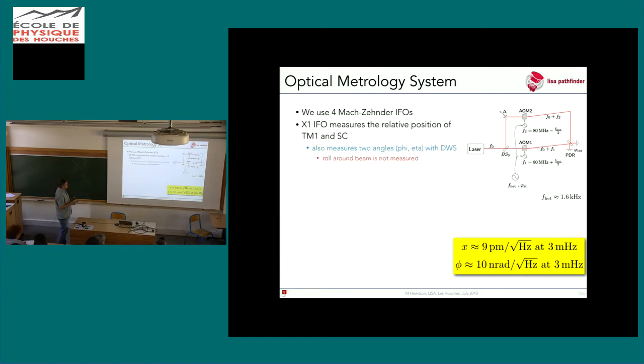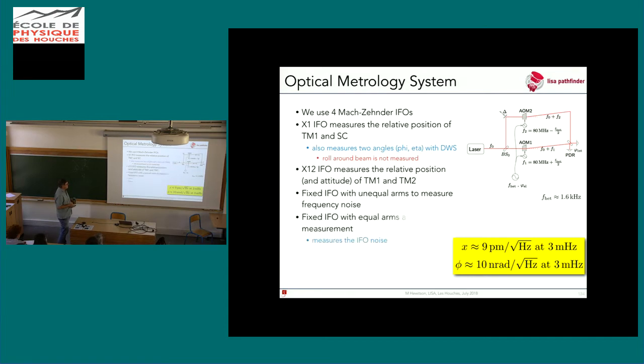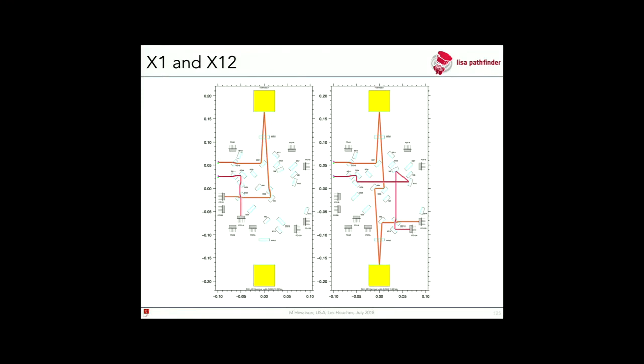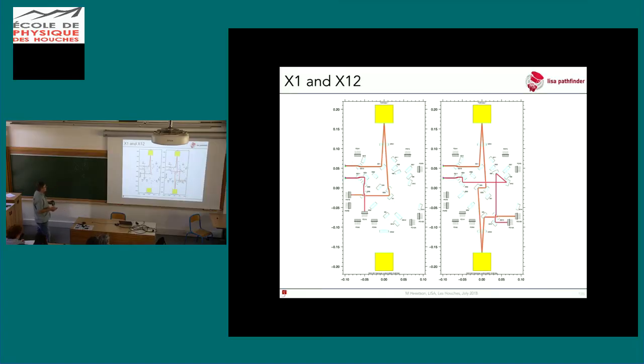We measure these relative positions, and we measure these angles. I already mentioned this. I can skip through a little bit quicker to show you what it looks like in a sort of CAD drawing. Here's what the 2 test masses look like here. We have beams injected onto the optical bench through fibers, and these beams are then moved around on the optical bench to form these different interferometers.